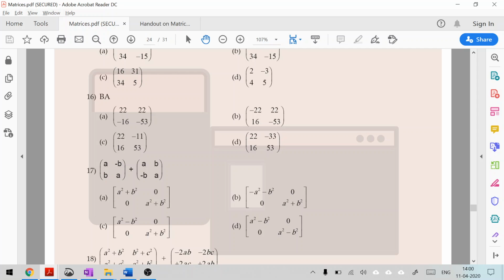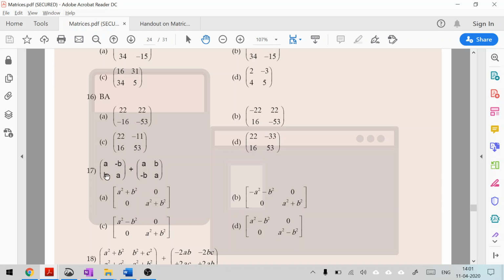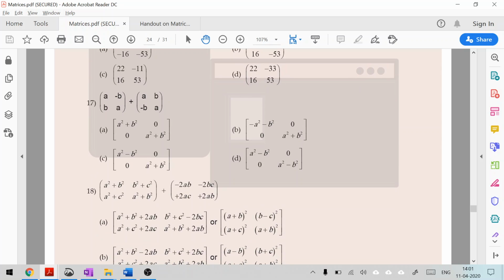17th one I'm going to leave for your self practice. 17th one is nothing but, sorry, 1 minute. 17th one, there is a small printing error. It is not a plus here. This is not a plus between the two matrices. The symbol is multiplication. Okay, so it is multiplication. We'll do it when we do multiplication. 18th one I will leave it for your self practice.